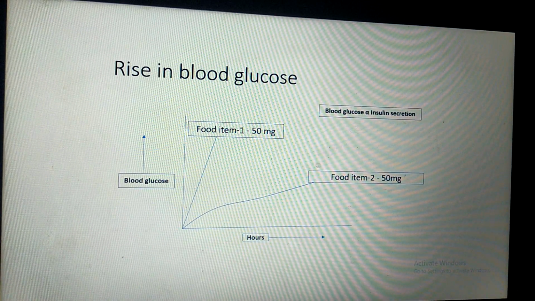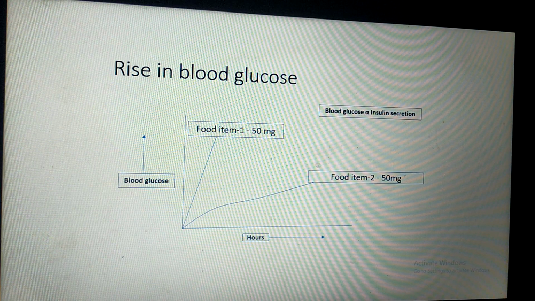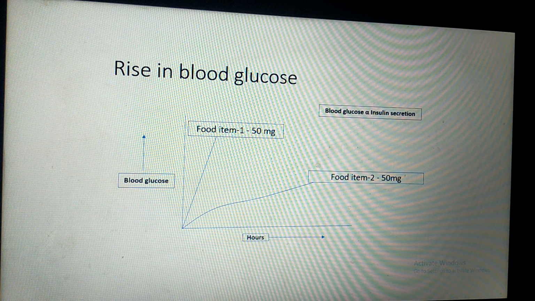So here I have shown you two food items and their corresponding blood glucose value. Food item 1 and food item 2 both have been given to a patient with the same quantity, 50 mg, but if you see, with food item 1 there is sudden rise in the blood glucose level and blood glucose level reaches a high level, and in food item 2, as the absorption is slow, the blood glucose level increases steadily and slowly. So in this case you can say that glycemic index of food item 1 is more than glycemic index of food item 2, and blood glucose level is directly proportional to insulin secretion.